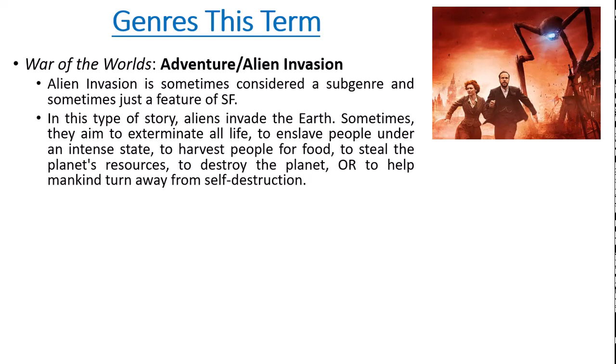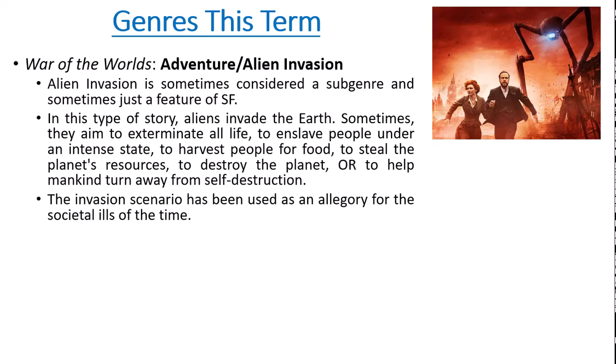So in this type of story, aliens invade Earth. Sometimes they aim to exterminate all life, to enslave people under an intense state, to harvest people for food, to steal the planet's resources, or to destroy the planet. But other times, authors have taken this idea and kind of inverted it, and the aliens are there to help mankind turn away from self-destruction. So it's kind of interesting to see this book, because that's really the prototype, the first book of its type that many others copied later on.